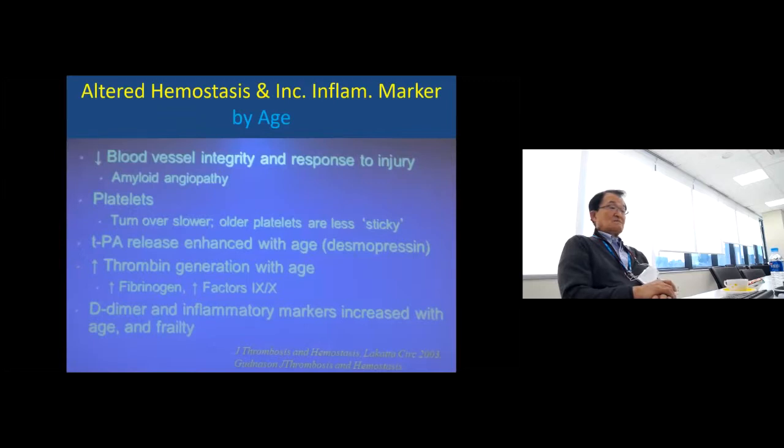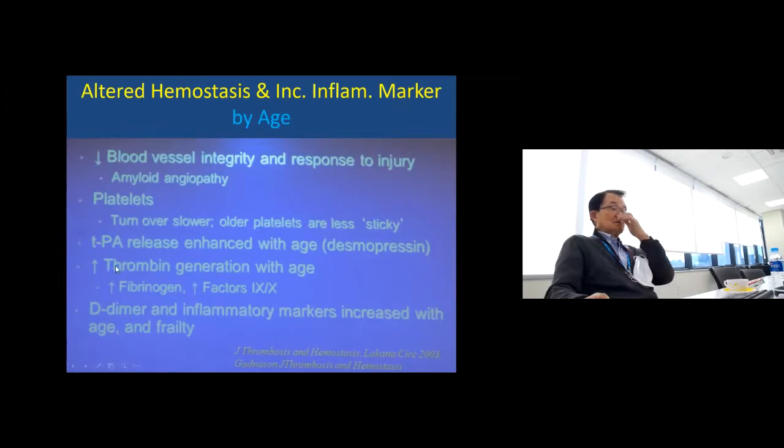So this altered homeostasis changes with age. When you get old, there is less integrity of the blood vessel. Elasticity of the blood vessel is decreased, so the response to injury is also decreased. They often develop amyloid angiopathy. Now, platelet function is slower in old patients. The platelet is also relatively less sticky, so they bleed more easily. If they have a trauma injury, they can have much quicker bleeding, particularly brain hemorrhage.